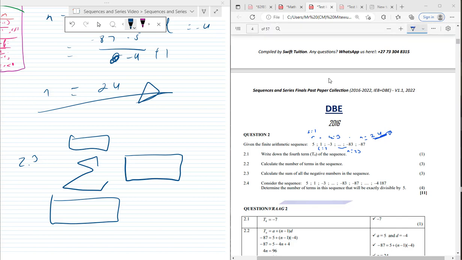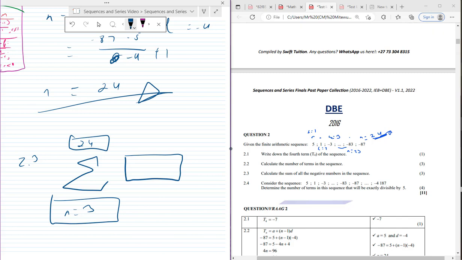Calculate the sum of all the negative numbers in the sequence. Remember, 5 and 1 are not negative numbers, so we're starting in the third position of the sequence. So we're going to put n is equal to 3 over here. And then where do we end off in the sequence? Well, we are going to end off at negative 87, which is the 24th position.